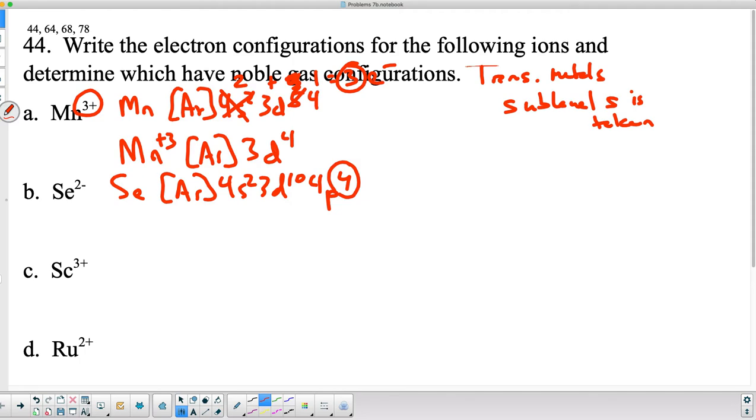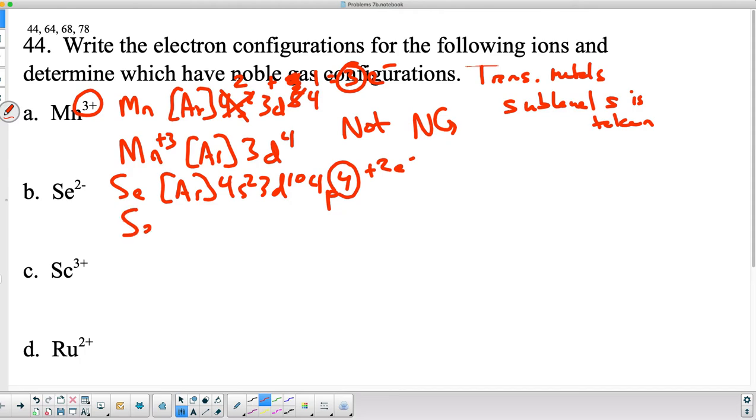By the way, for letter A, it says determine which have noble gas configurations. Argon 3d4 is not a noble gas configuration. If I have a -2, that means I'm adding 2 electrons. So I'm going back to selenium now.